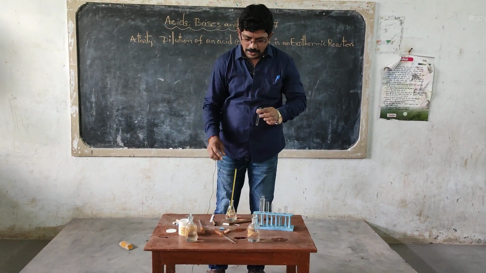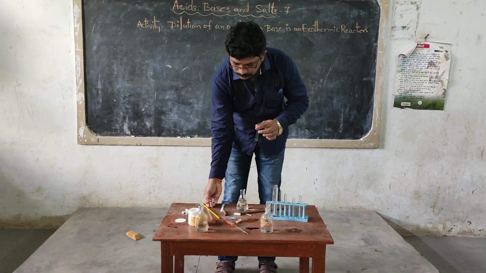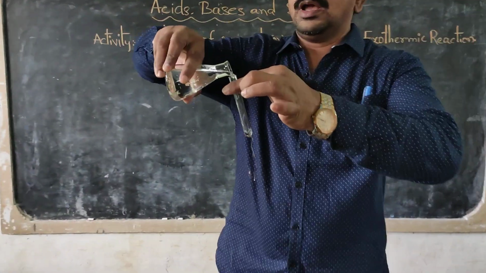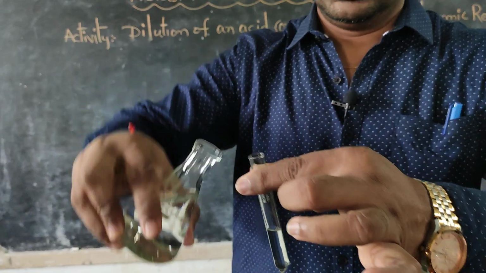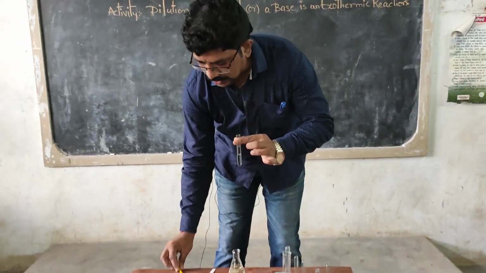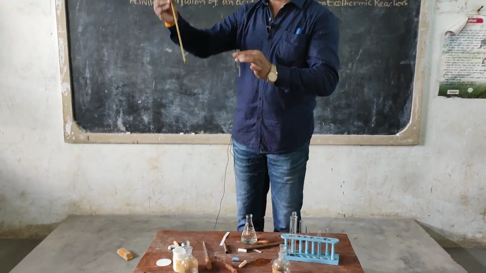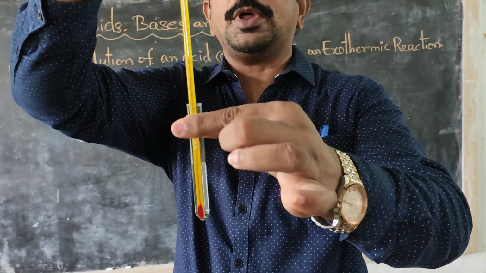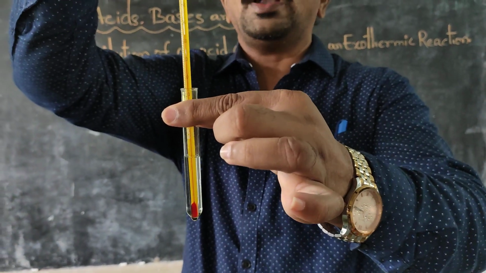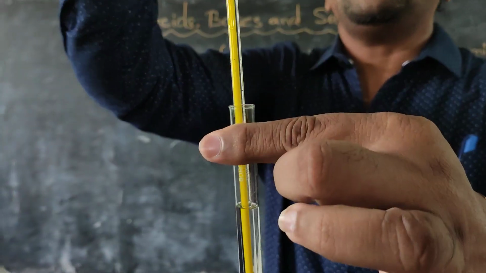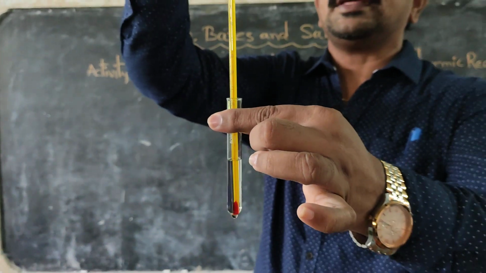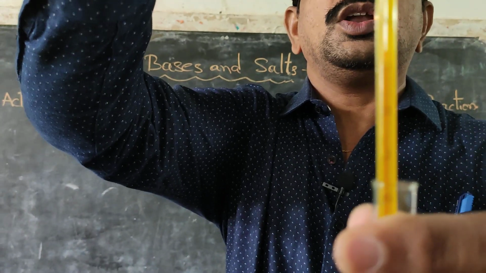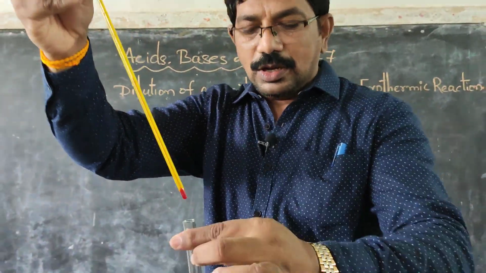For that, what am I doing? I am taking some water in the test tube. With the help of the laboratory thermometer, I am recording the initial temperature of the water. What is the initial temperature of the water, children? See the red mark. It is exactly 24 degrees centigrade.